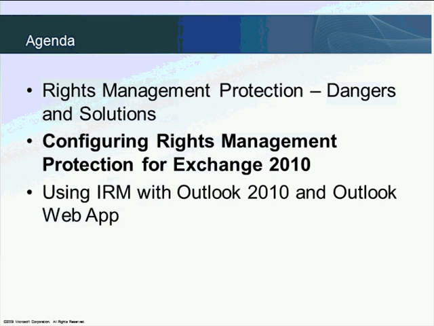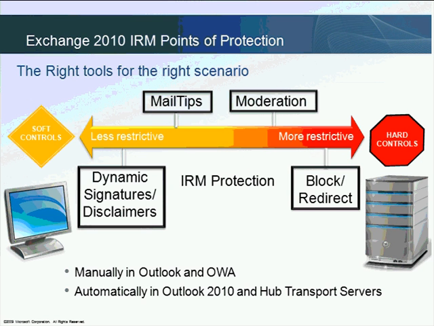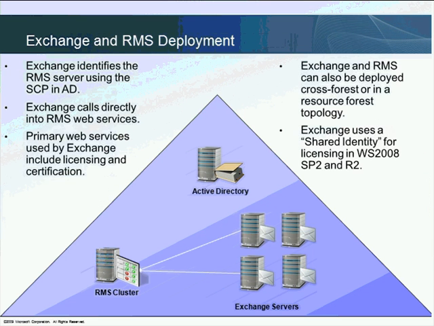So in this example, we're just sending a standard mail without using any more protection. Next, we will see how we can use Exchange-oriented RMS points of protection. There are things like soft controls or the harder controls. The dynamic signature for a disclaimer is less restrictive, and as we go from left to right, we have the higher protection enabled.